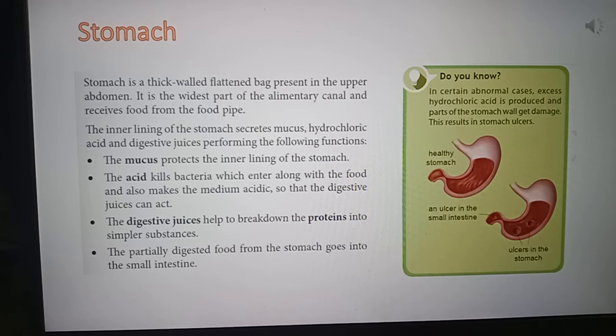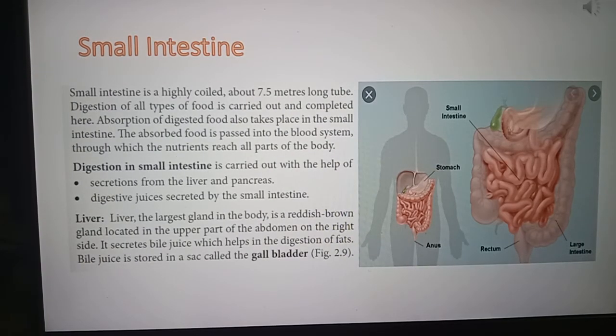Okay, so now the food comes to the small intestine. What is the small intestine? After the stomach, we have the small intestine in our body, where the food is entering. The small intestine is a highly coiled structure. Its length is about 7.5 to 8 meters. Okay, 7.5 to 8 meters is its length.